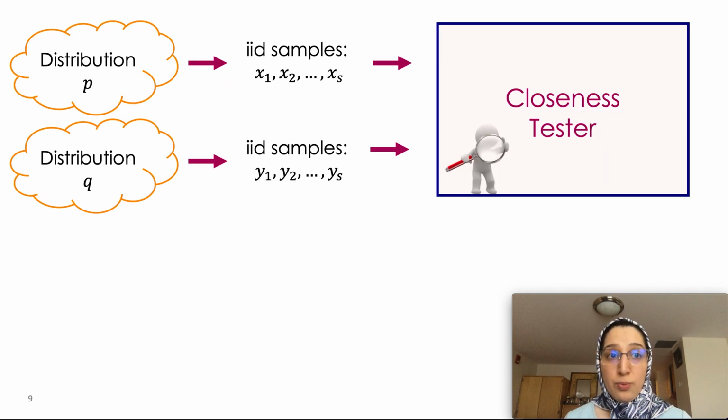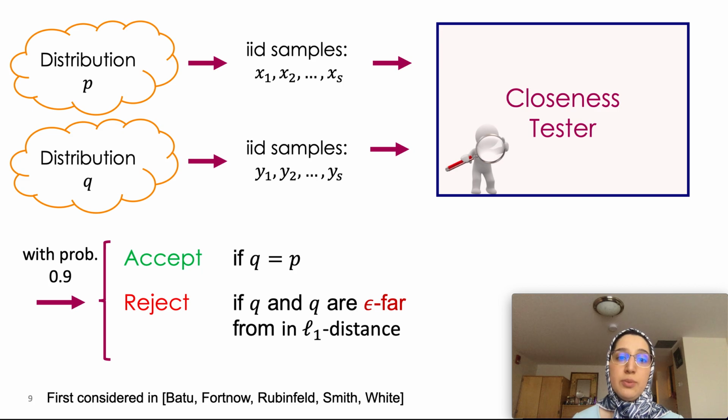So more formally, this problem is as follows. You have two distributions. We receive IID samples from these two distributions, and we give the samples to the tester. The tester has to decide whether P and Q are equal or P and Q are epsilon far in L1 distance.